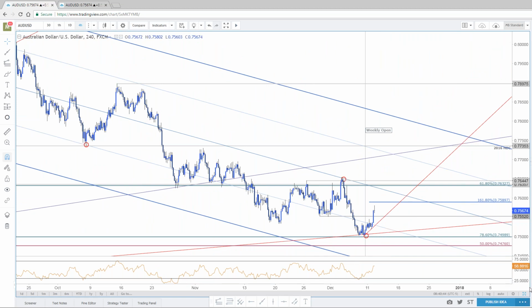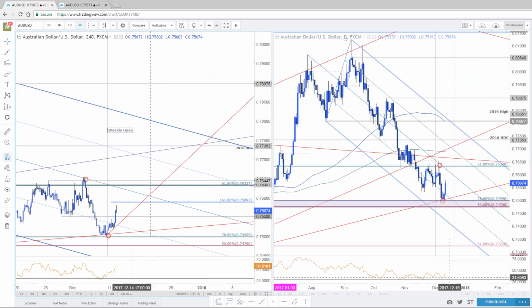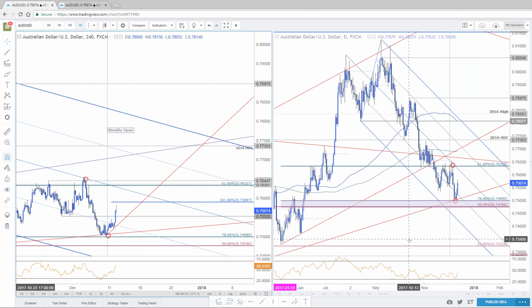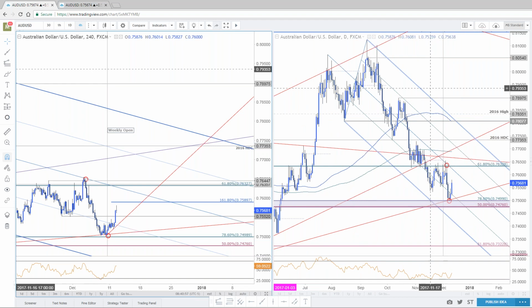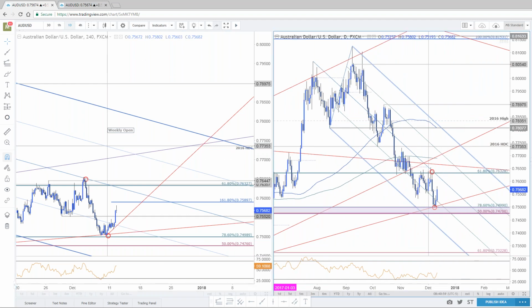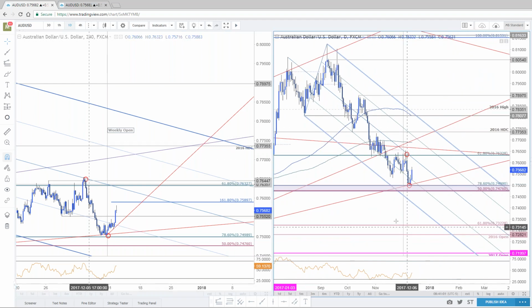75 and the 74.76 is still critical support from every standpoint, from every time frame that you look at. It's just a critical support region. So that's what the focus is to start the month, and that's what the focus will remain here on Aussie.